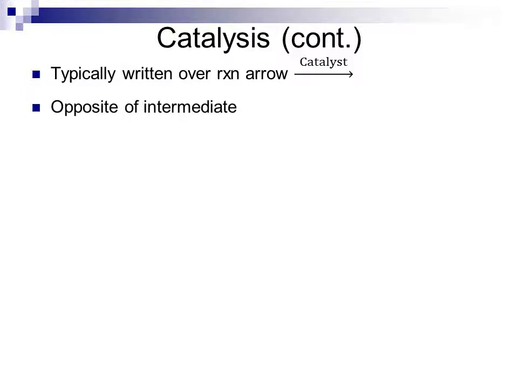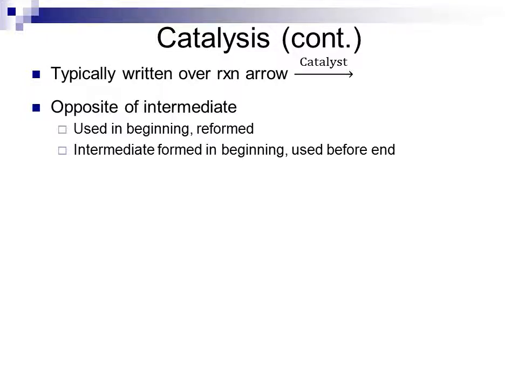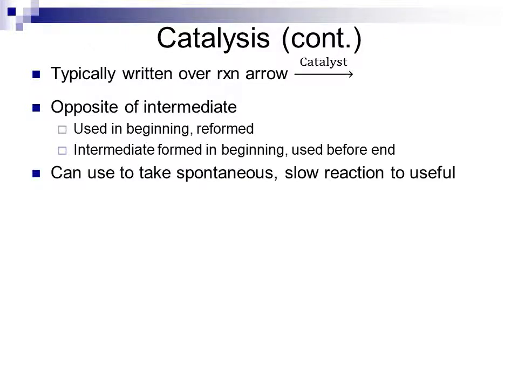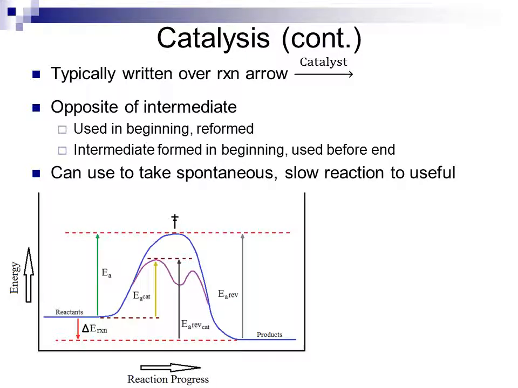Now, a catalyst we can think of as the opposite of an intermediate in a reaction. A catalyst is used in the beginning and then reformed by the end of the process, where an intermediate is formed at the beginning of the process and then used up before the end. We can take a spontaneous reaction which is slow and make it a useful reaction by means of catalysis, by speeding up the rate.